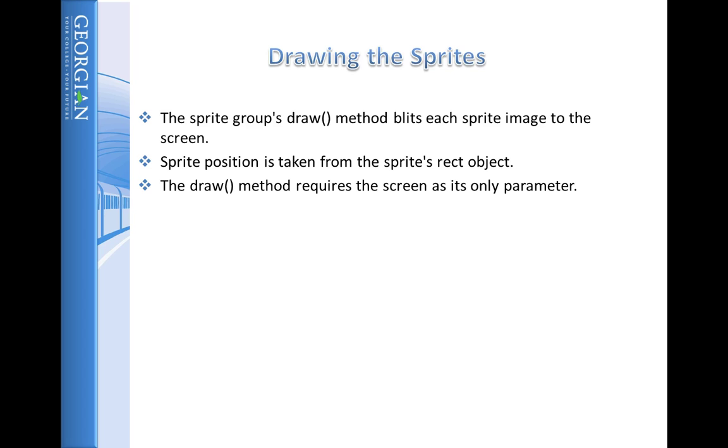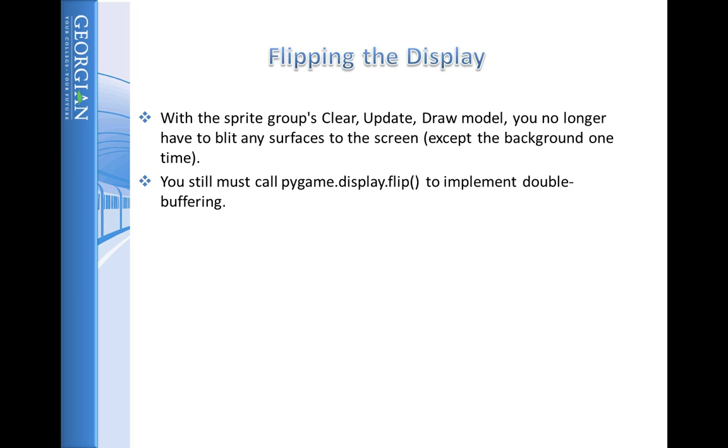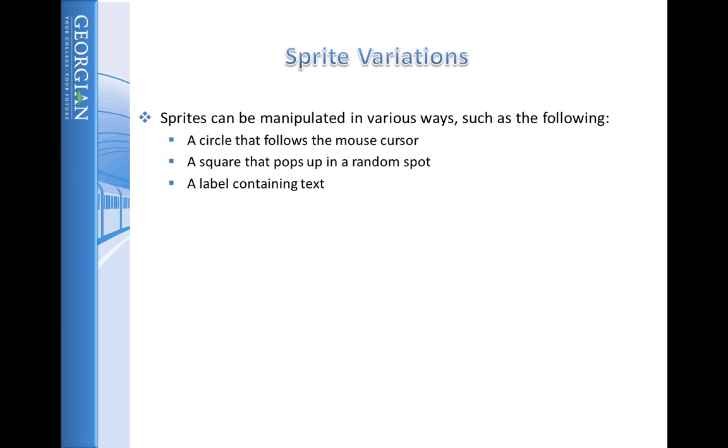The draw method actually requires the screen as its only parameter, because that's where it's going to be drawing the sprites to. Okay. Flipping the display, we talked about this again. When you do a display flip, you're doing double buffering, so it makes it much smoother from a Pygame perspective when it comes to drawing or redrawing objects on the screen.